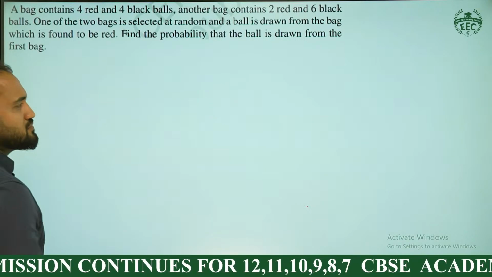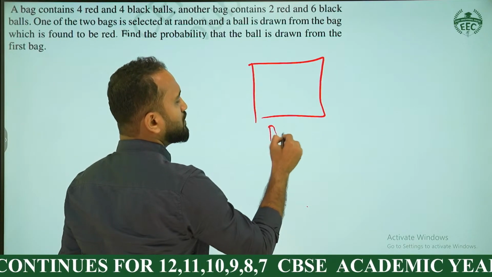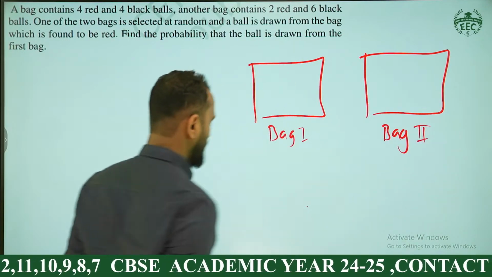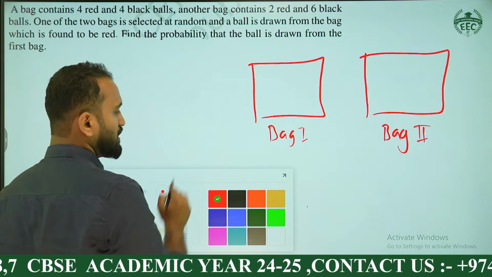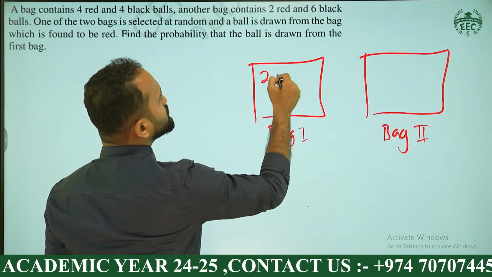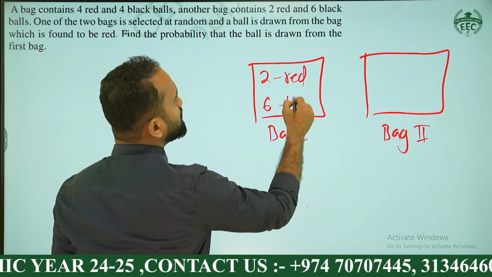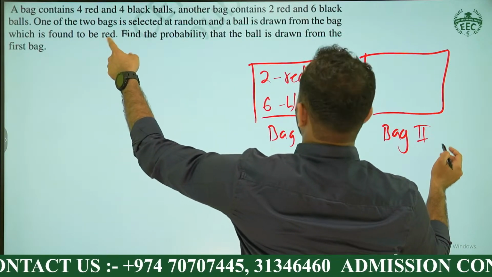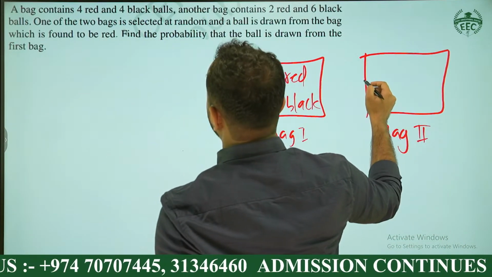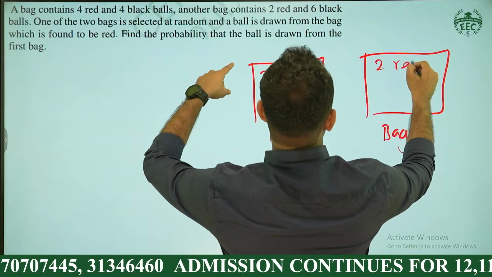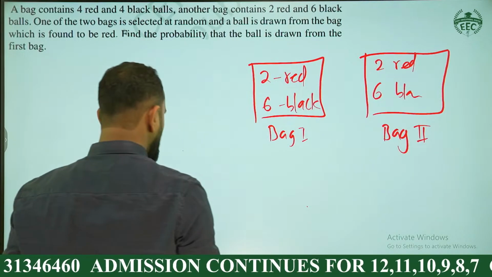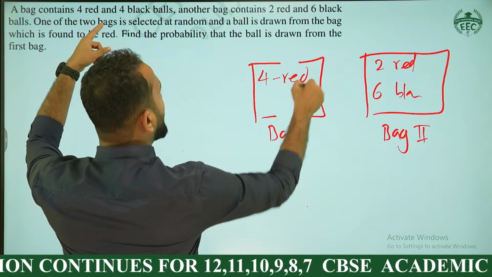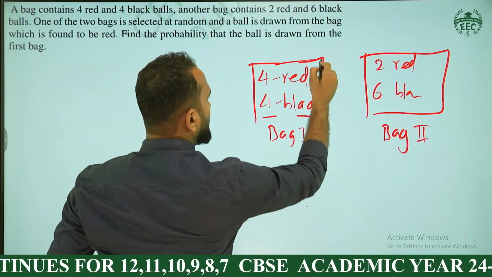People, listen. I have two bags, bag number 1 and bag number 2. I'm saying that bag number 1 contains 2 red balls and 6 black balls. Now bag 2 contains 2 red and 6 black. Sorry, bag 1 contains how many? Bag 1 contains 4 red balls and 4 black balls. People, this is the picture.